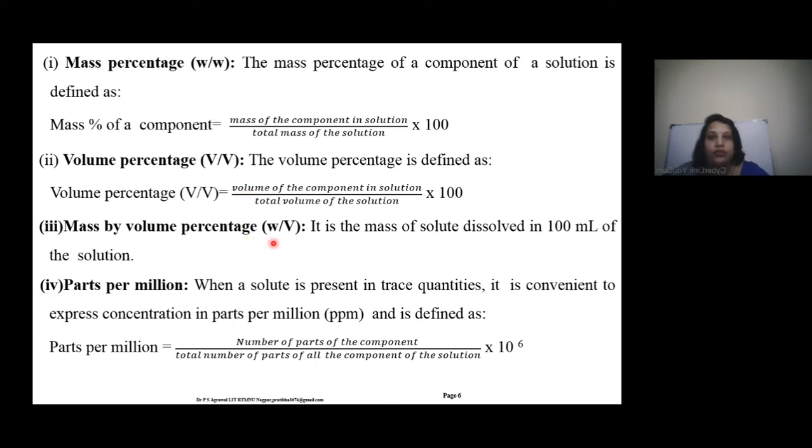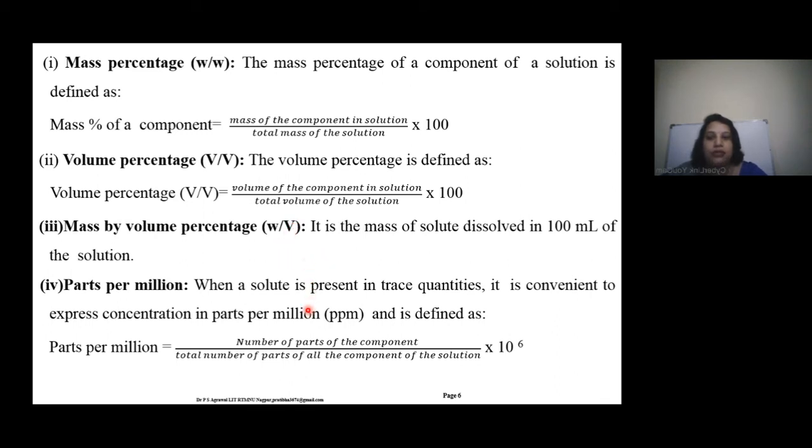Mass by volume means weight by volume. If we take this, weight by volume, it is generally used in the medical field. Mass by volume means mass of solute dissolved in 100 ml, whatever may be the solution.